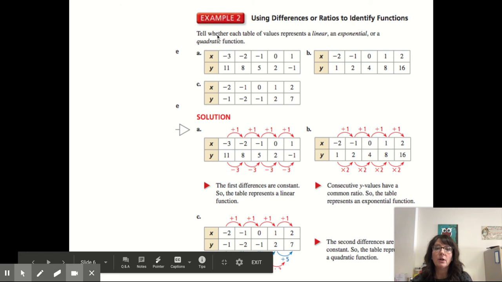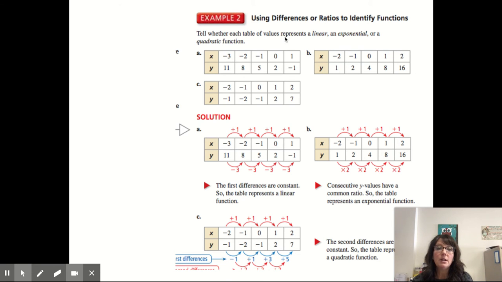So the example from your book: tell whether each table of values represents linear, exponential, or quadratic. So you just start examining them. So here's the solution. We look for the difference between terms. So we know that this is going up by 1, this is going by -3. So the first differences are constant. That means it's linear, constant rate of change, linear function.